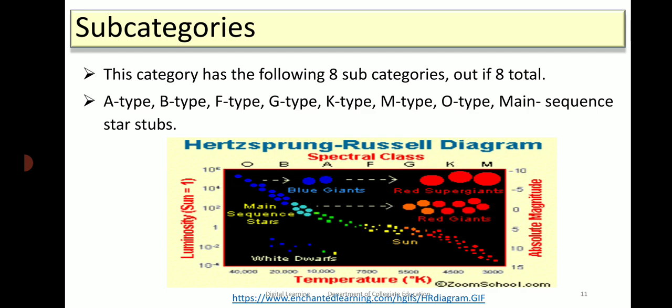Subcategories of main sequence stars: this category has the following subcategories: A type, B type, F type, G type, K type, M type, O type. So these are the subcategories of main sequence stars.